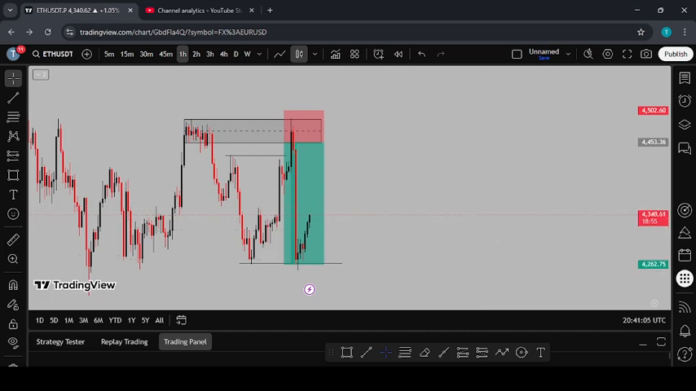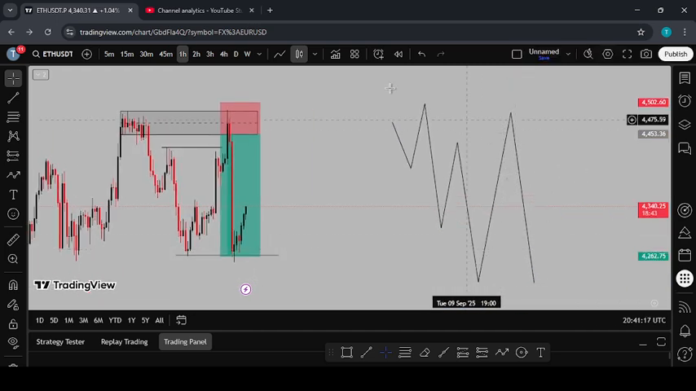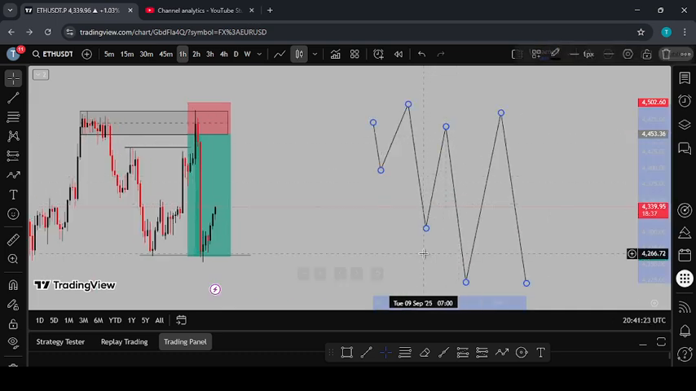Of course, if you look at this and you want to map out the SMC structure here, it would be this, a pullback, this, market moving back into that point of interest and selling. So of course we have looked at this POI before, right? We have looked at this kind of structure on SMC before, right?